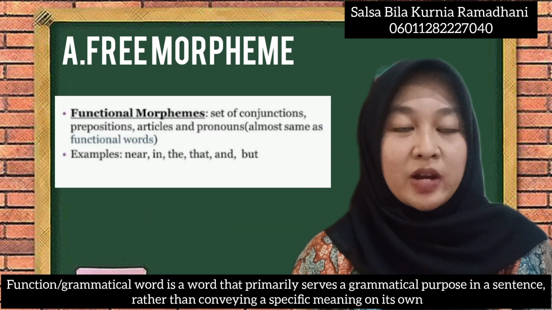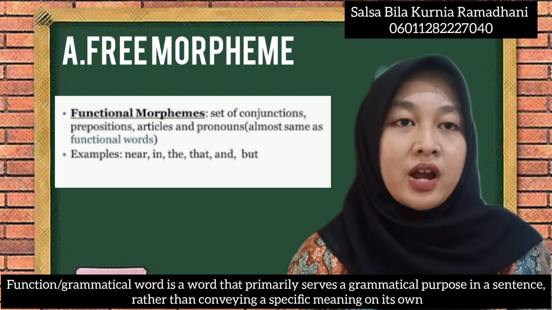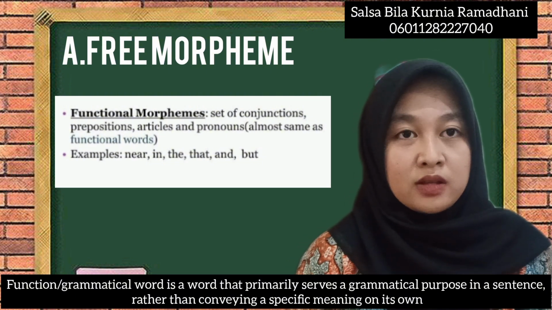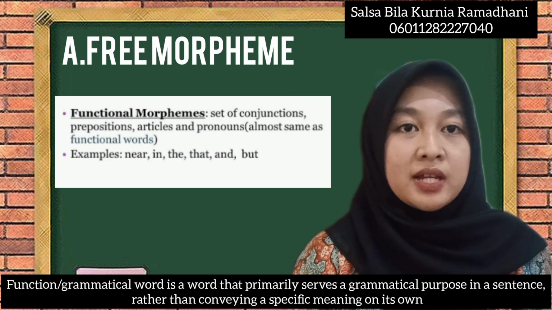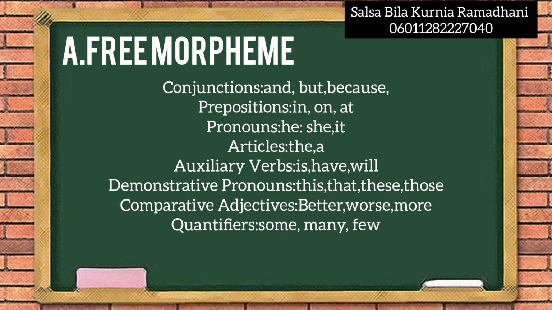And a function or grammatical word is a word that primarily serves a grammatical purpose in a sentence, rather than conveying a specific meaning on its own. For example, for conjunctions, there are and, but, because. Prepositions: in, on, at. Pronouns: he, she, it. Articles: the, a. And auxiliary verbs: is, have, will.